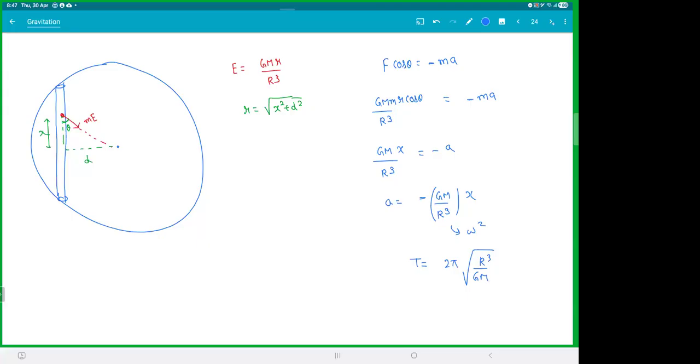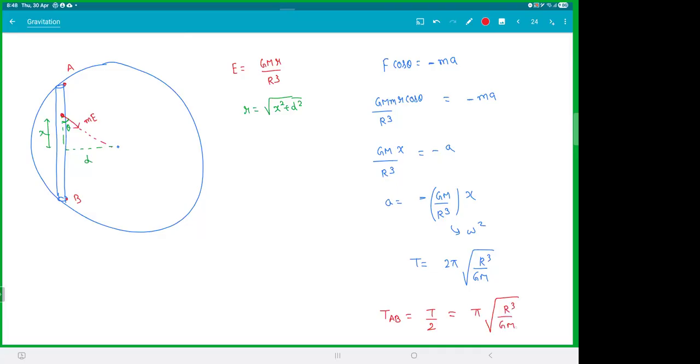This particle actually oscillates in SHM. This thing keeps going up and down, right, in SHM. But I'm not asking you for this. I want you to find the time only to reach the other end. So if you're going from A to B, then the time taken to go from one end to the other end is only half of the time period. That's pi into root over R cube by GM.